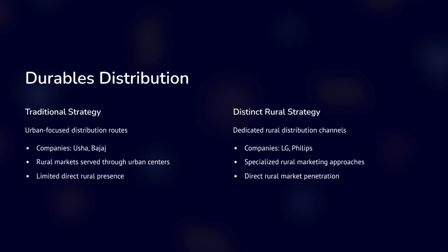The second is the distinct network strategy. Here, companies build a separate network just for rural markets with their own sales and services teams. Brands like Philips and LG follow this model. For example, Philips Lighting gets more than 75% of its bulb sales from rural areas, showing how well a focused rural strategy can work. Rural centric models.